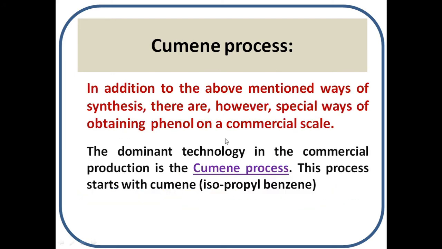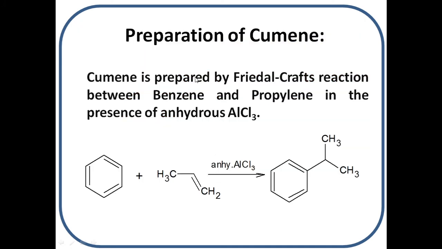So there are several special ways of obtaining phenol on a commercial scale, and one of the dominant technologies in the commercial production of phenol is the cumene process. This process starts with the compound cumene. That cumene is isopropyl benzene. First of all, we will see the preparation of cumene.